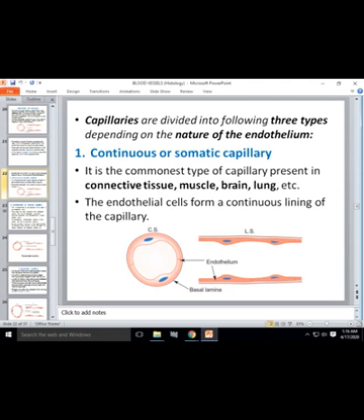The endothelial cells form a continuous lining of the capillary. This is on cross section, and this picture is on longitudinal section. There is no gap between these endothelial cells. It is continuous lining.